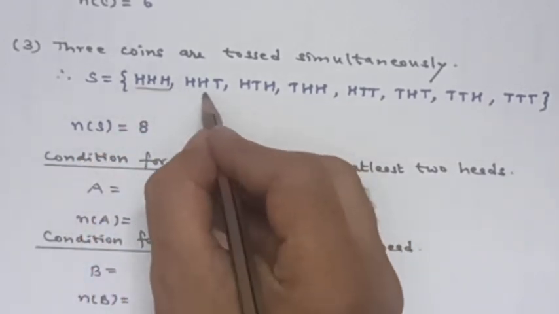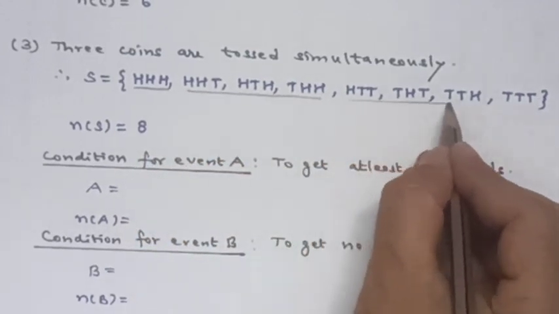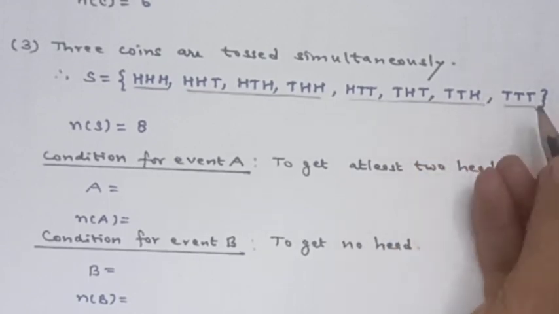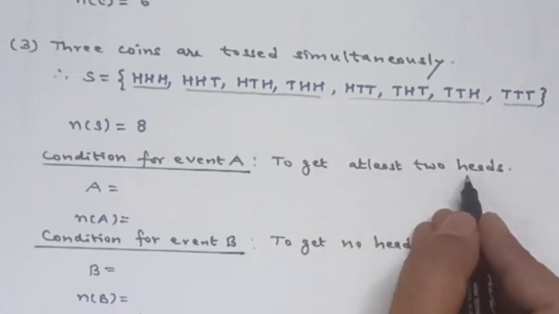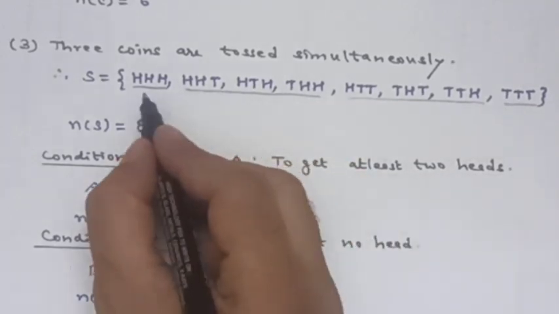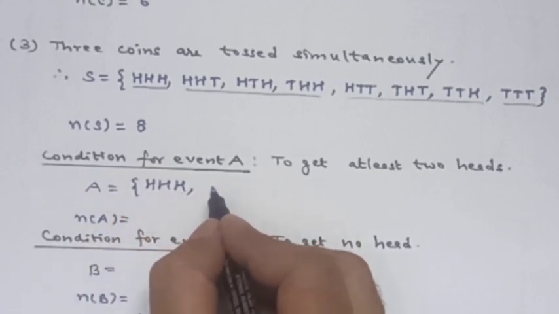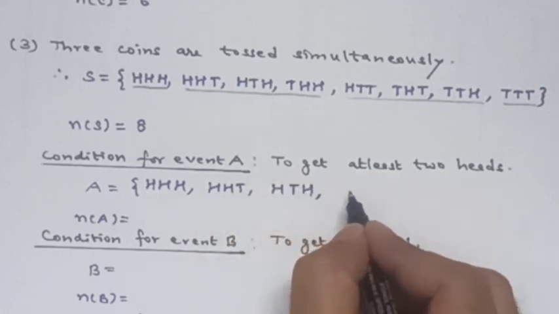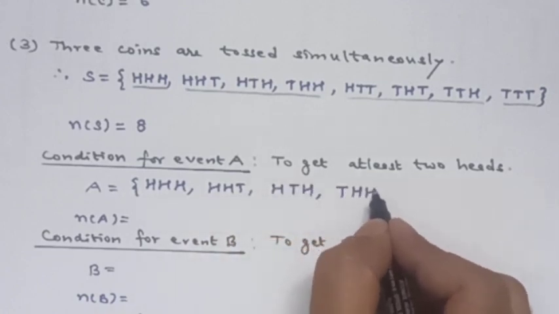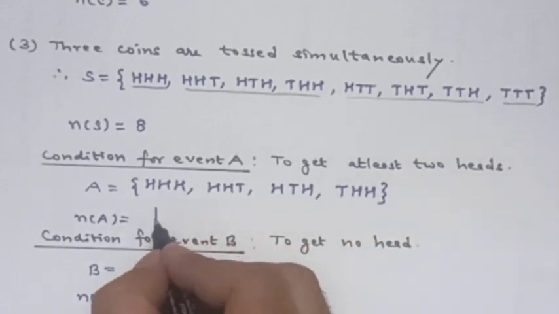3 heads, 2 heads, 1 head, no head. Now I want at least 2 heads. That means 2 heads or 3 heads. So I'll be writing H, H, H; H, H, T; H, T, H; T, H, H. Total, how many are you getting? You are getting 4. So the answer will be 4.